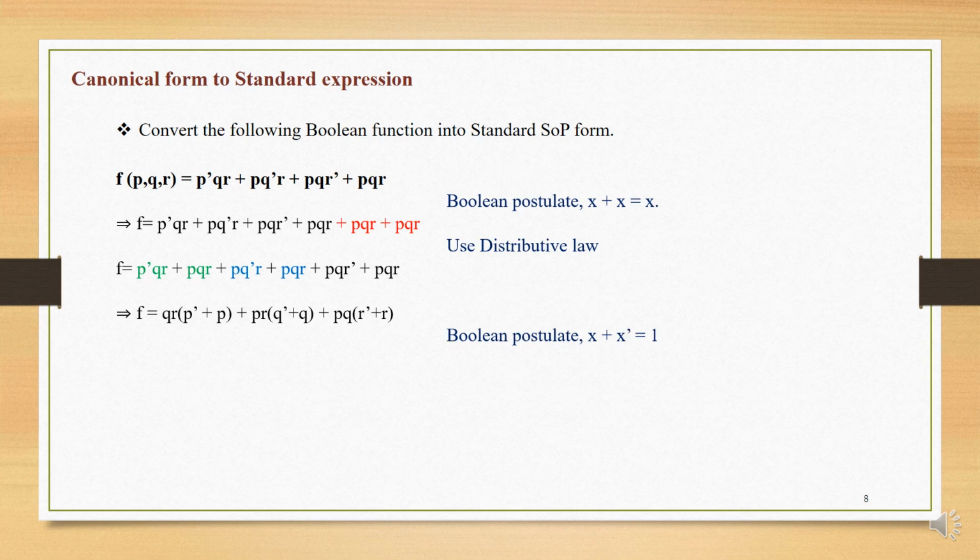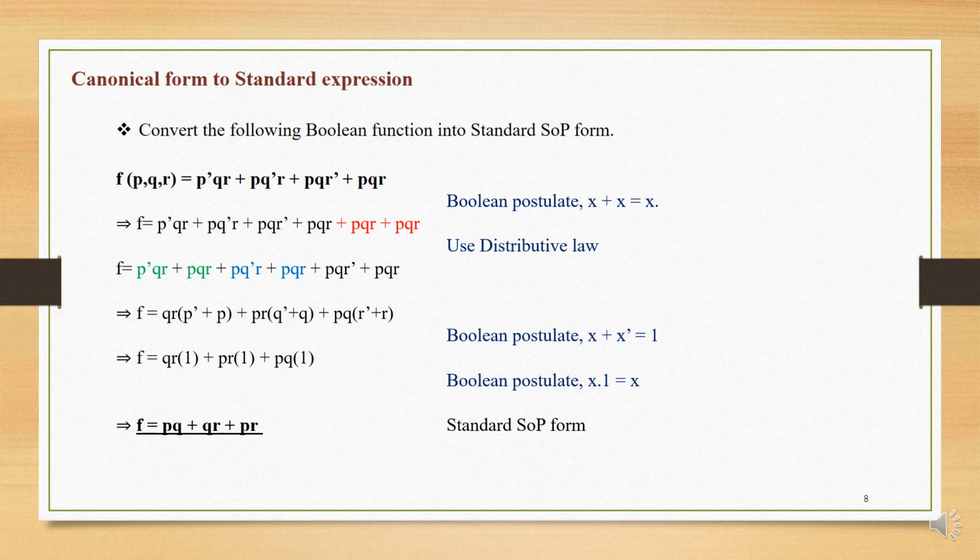Now you know that x plus x bar equal to 1. So applying to the previous step, we get the next Boolean expression as QR into 1 plus PR into 1 plus PQ into 1. Now, the resultant expression, by applying the Boolean postulate x dot 1 equal to x, we arrive at the simplified standard SOP form as f equal to PQ plus QR plus PR.